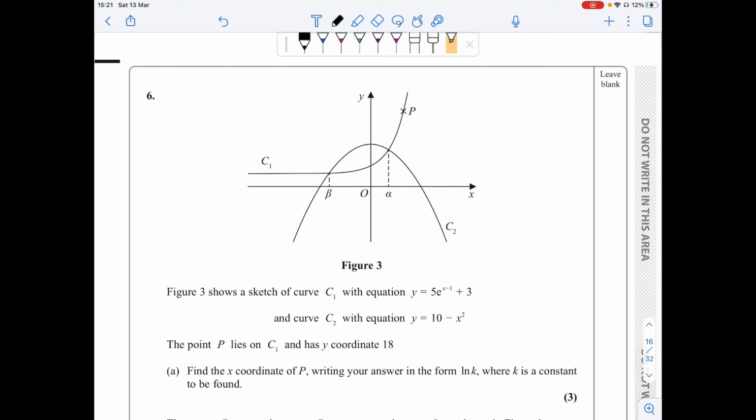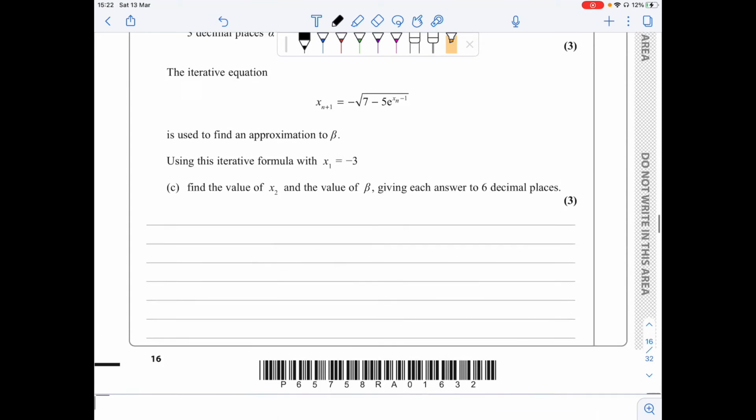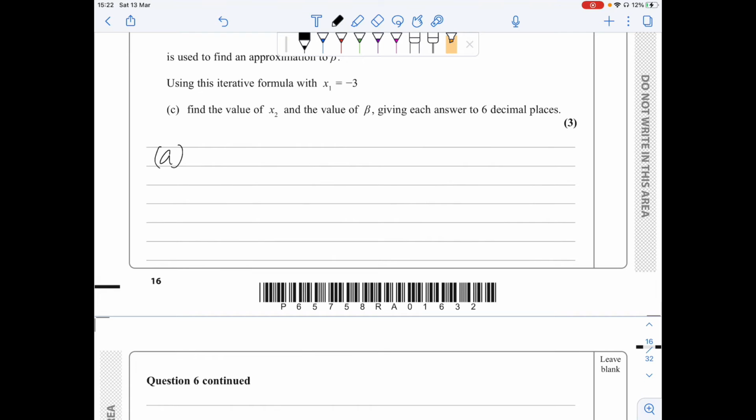For part A of this question, I will set y of C1 equals to 18 and solve. So 18 equals 5e to the x minus 1 plus 3. I'll take the 3 to the other side, subtract, and then divide by 5. So 3 equals e to the x minus 1. Then I will take log base e of both sides, so ln of 3 equals x minus 1. So x is 1 plus ln 3.